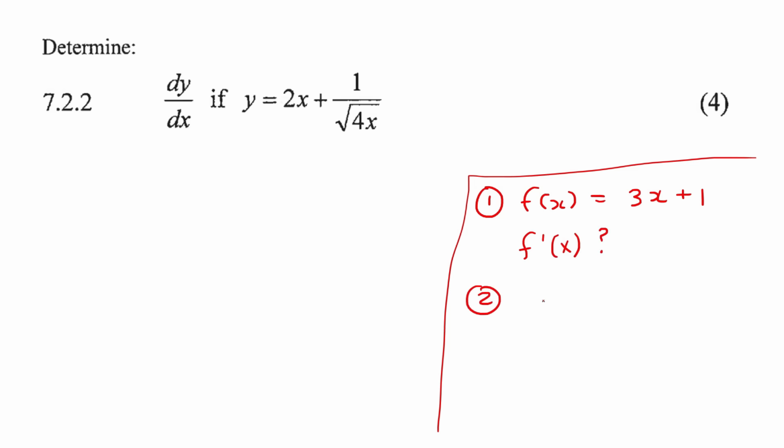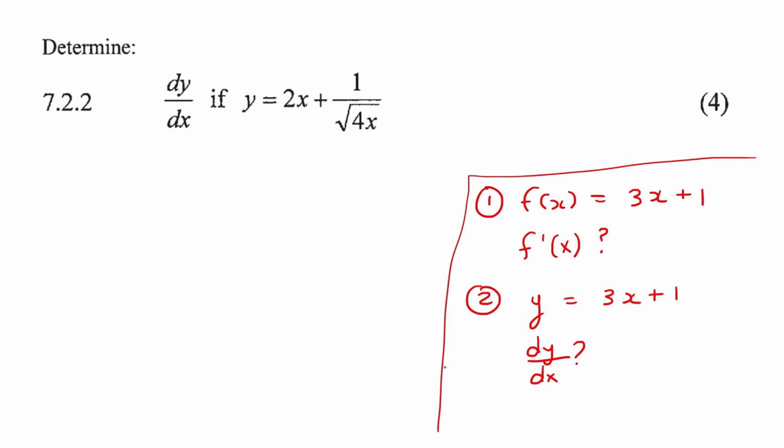Now, if they write it as y equals 3x plus 1, then if they want you to find the first derivative, they can't do this, and they won't do this. No, they will say dy over dx. Okay, it's the same thing though, it just means first derivative.